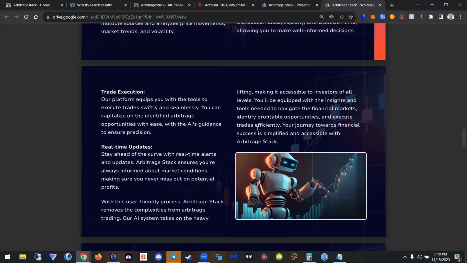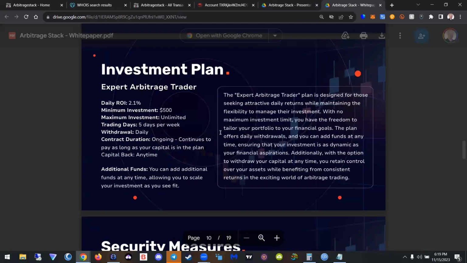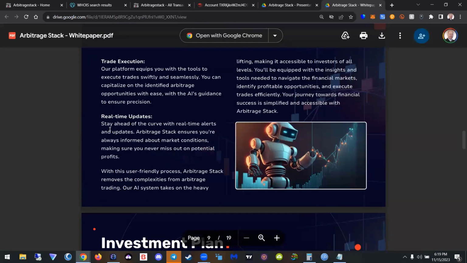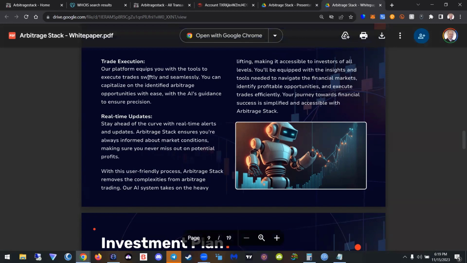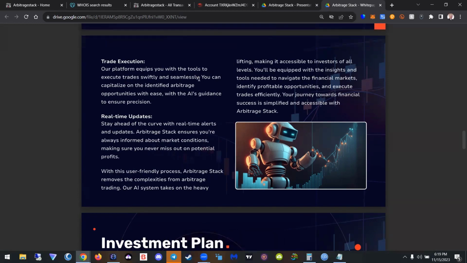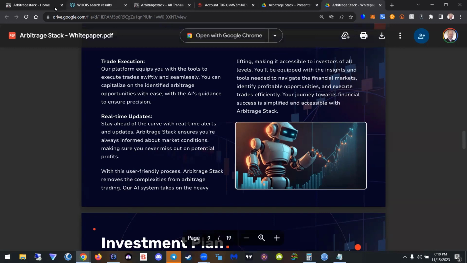Trade execution, real-time updates. Yeah, real-time updates. Well, they talk about giving us real-time alerts and updates as if we are conducting the arbitrages ourselves. And you're not. This is a set it and forget it platform. You invest, you get your guaranteed 2.1% per day, and you take it out whenever you're done earning money. Our platform equips you with the tools to execute trades swiftly and seamlessly. No, it doesn't. There's nowhere in this website.